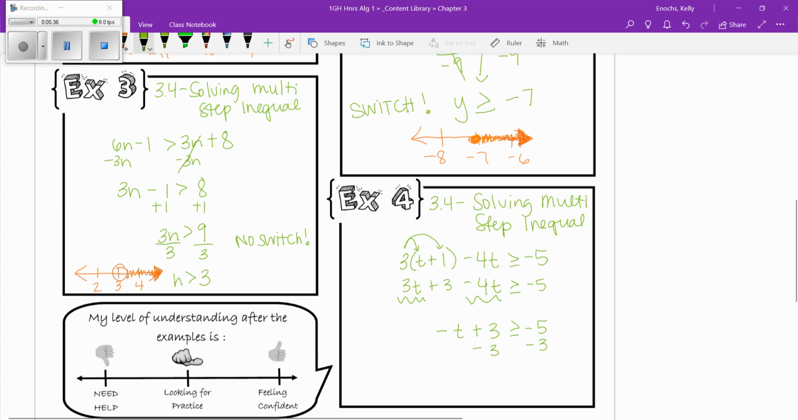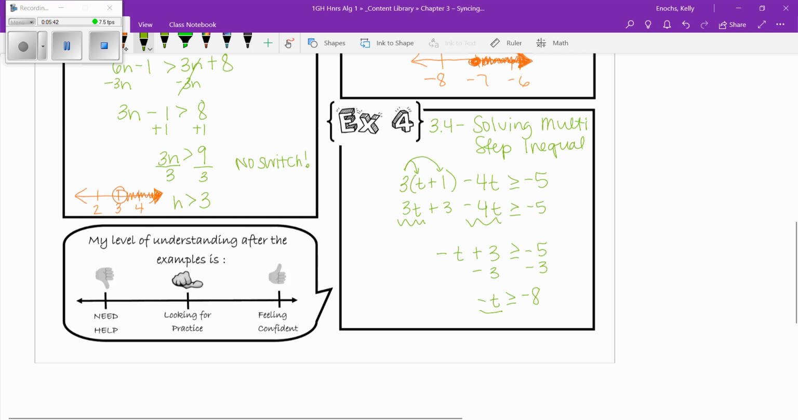Subtract my 3 on both sides. Negative t is greater than or equal to negative 8. Now I've got to divide by negative 1 to get rid of that negative sign in front of my t. And when I do that, I need to switch my sign for this inequality because I'm dividing by a negative number. So we switch there and we get t is less than or equal to 8. And lastly, to graph that, I have 8, 7, 9, closed dot, less than or equal to, and we're coloring towards the 7 because 7 is less than or equal to 8.